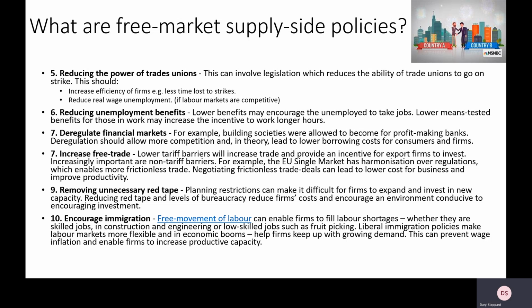Finally, encourage immigration. Britain was until quite recently in the European Union, which meant what we had was something called the free movement of labour. And this allowed people from across the EU to come live and work in the UK. Well, that allows the UK to import skilled workers, even low skilled workers where we might have labour shortages in Britain. So what immigration will do, it will expand and improve the supply of labour across the country. It gives firms access to better, more skilled workers.